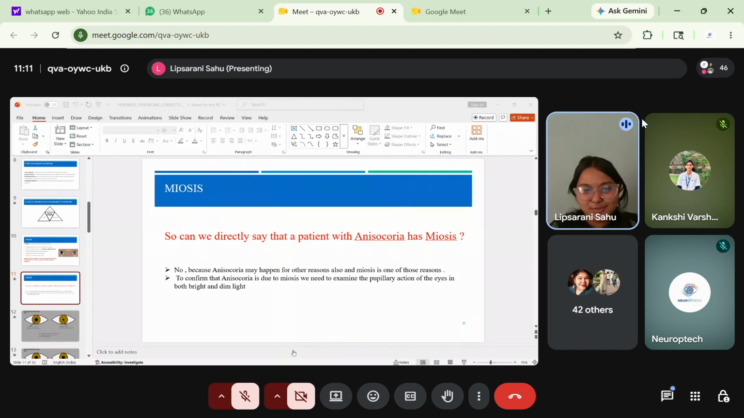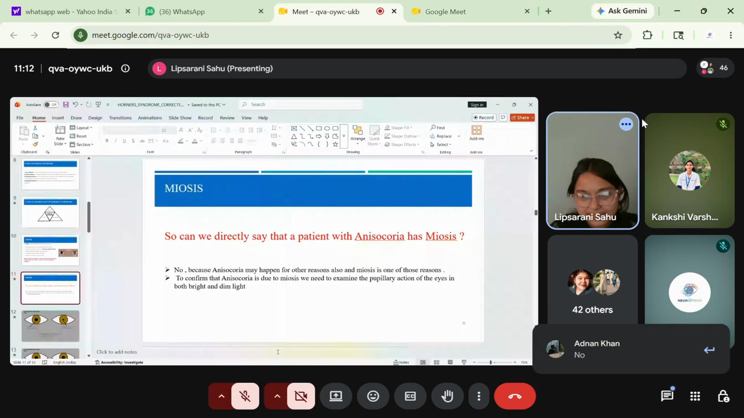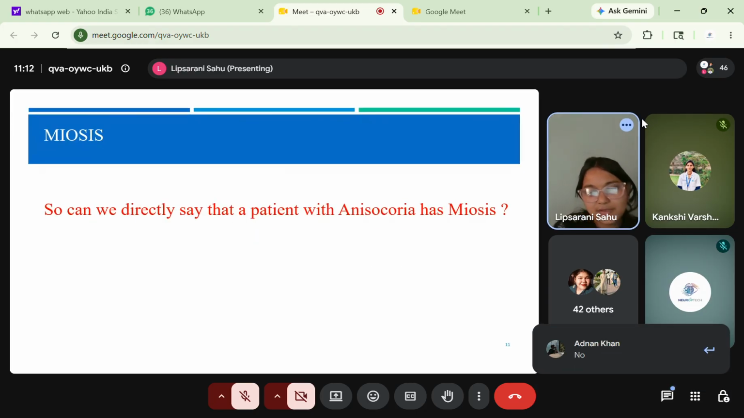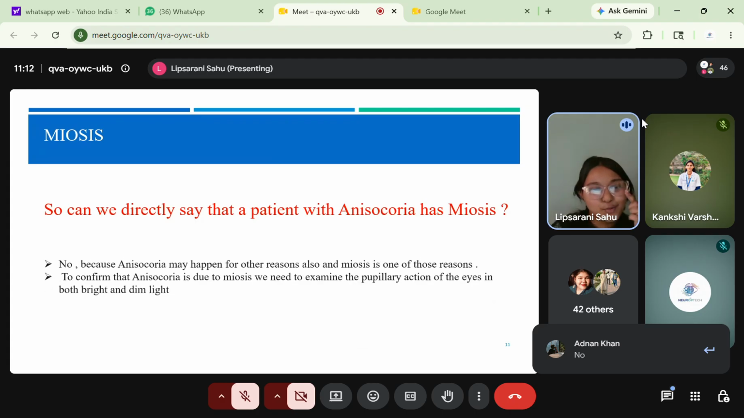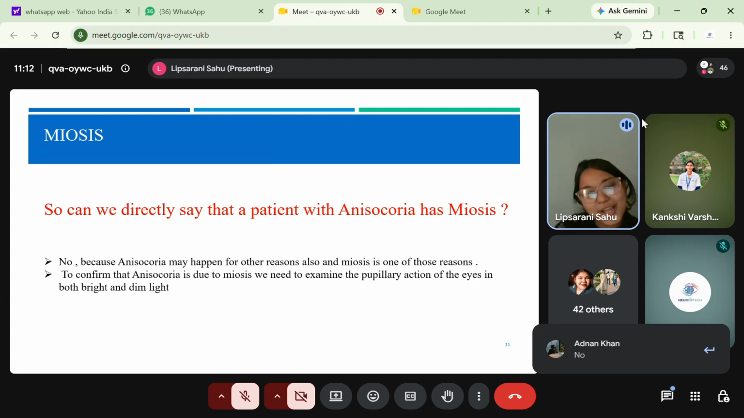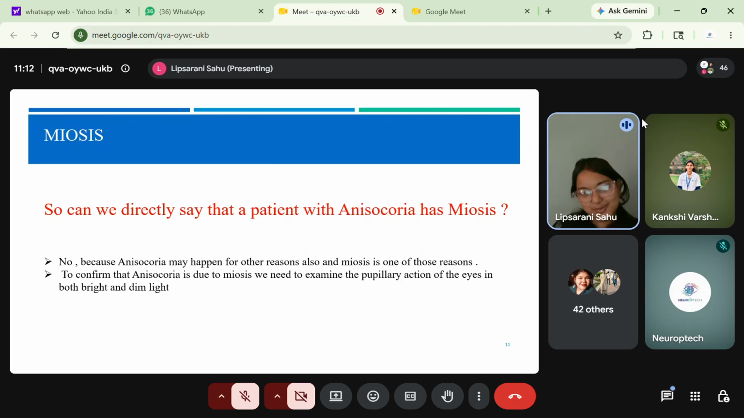I think there is no answer. There is no, because anisocoria may happen for other reasons also, and miosis is one of those reasons. To confirm that anisocoria is due to miosis, we need to examine the pupillary action of this eye in both bright and dim light.